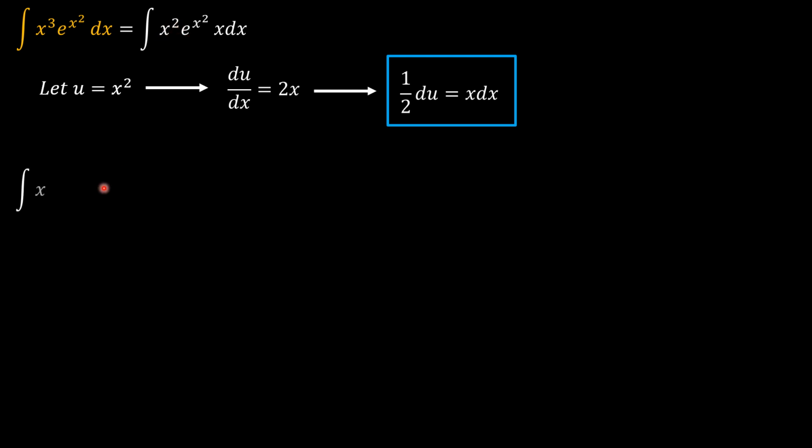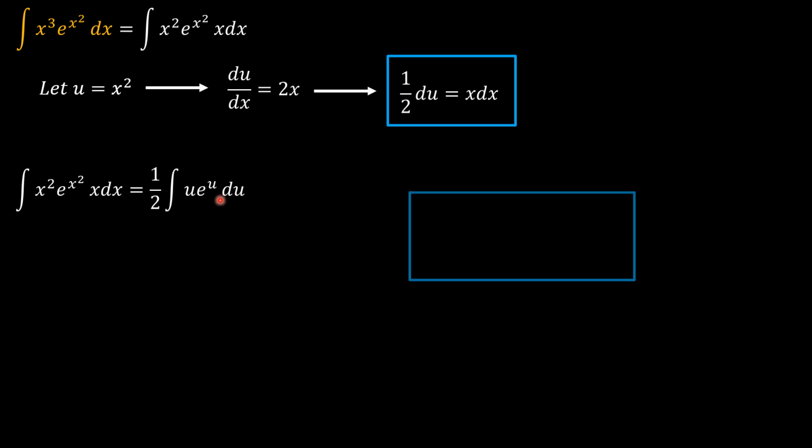So the problem now, the integral of x squared times e to the power x squared times x, becomes a half. In place of the x squared we have u. In place of the x squared on the e part we have another u, and then x dx becomes du times a half, which we took out. So with this problem now we can use integration by parts.